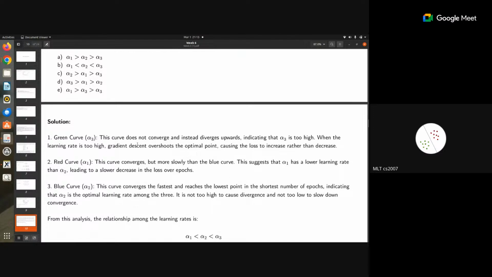Is that fine? I think that is your explanation here also. The green curve does not converge, and instead it will diverge upwards because the learning rate is too high. The red curve is actually converging but very slowly, because it has a lower learning rate. It will converge, but it will take a lot of iterations since it is very low. And the blue curve, I think, is the optimum one. Fine. Okay, sir.